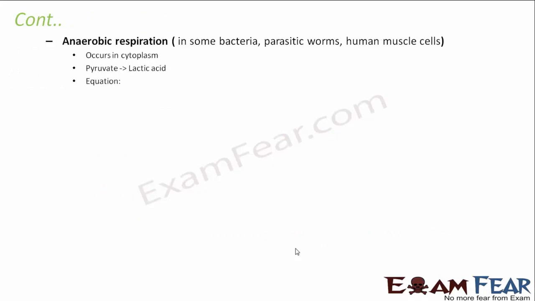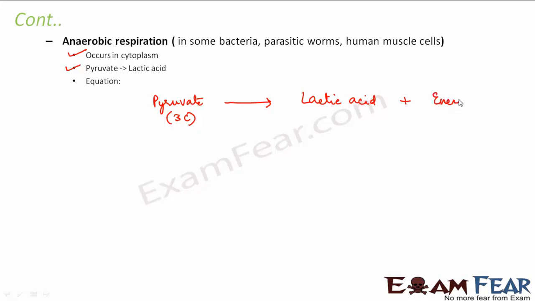Now, at other situations where we see anaerobic respiration, it is also seen in some bacteria, parasitic worms, even in the human muscle cells. So there also anaerobic respiration takes place. There also it happens in cytoplasm, but there the pyruvate gets converted into lactic acid instead of ethanol. So this pyruvate, which is a 3-carbon compound, in the cytoplasm gets converted into lactic acid plus energy. So what is lactic acid? The structure of lactic acid is somewhat like this.